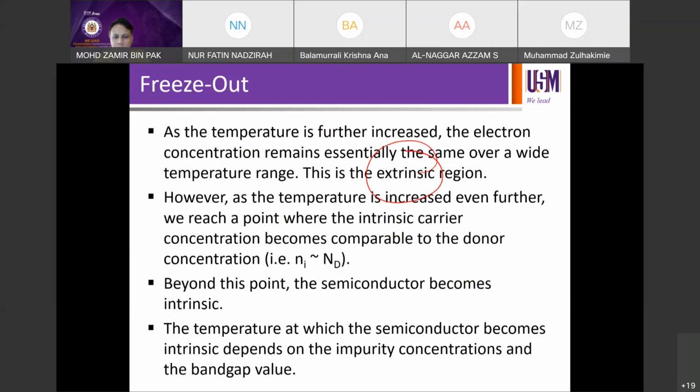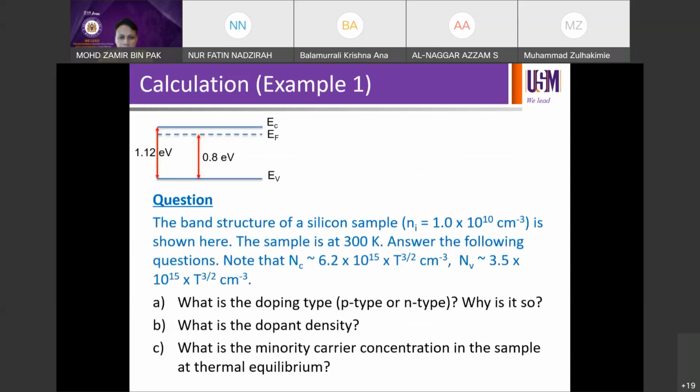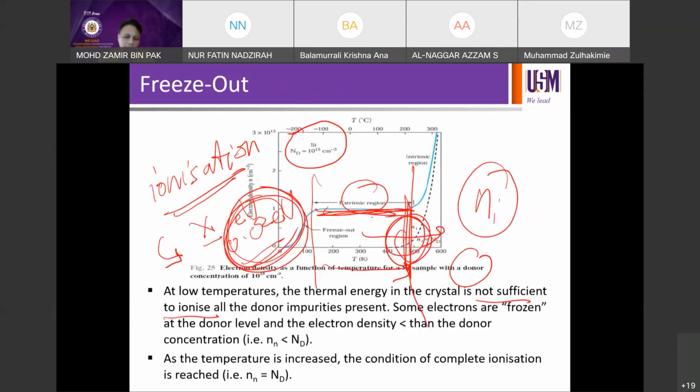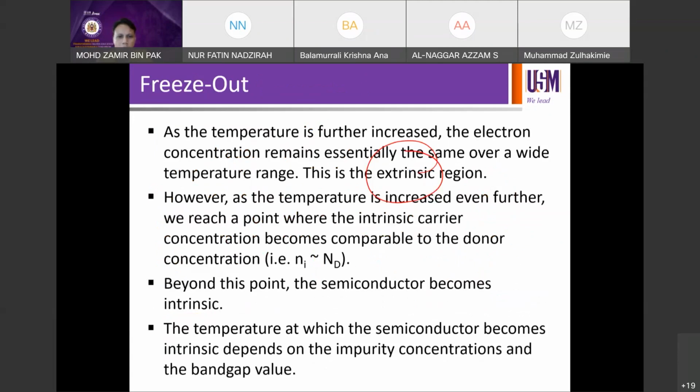However, as the temperature is increased even further, we reach a point, an inflection point if you like, where the intrinsic carrier concentration becomes comparable to the donor concentration. At this point, Ni is equal to Nd. Remember last time when we talked about extrinsic, what is the comparison in terms of the value between Ni versus Nd? What's the notation that you have to put in between, instead of approximately equal here?